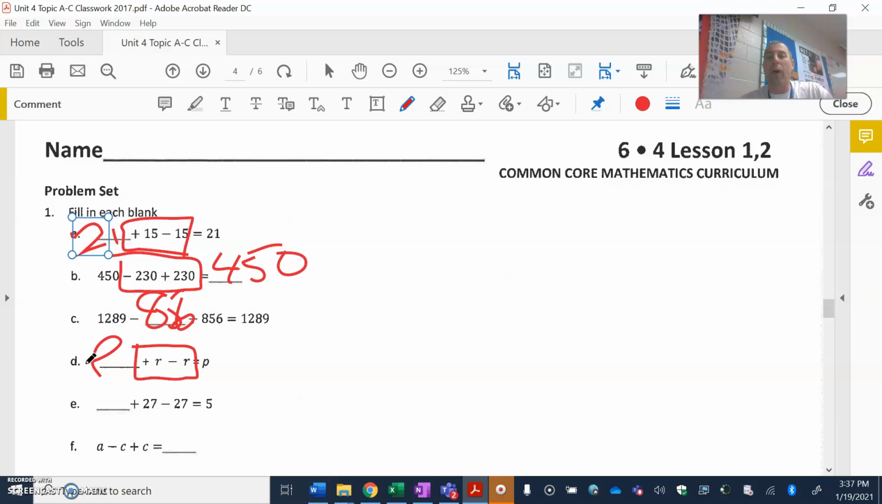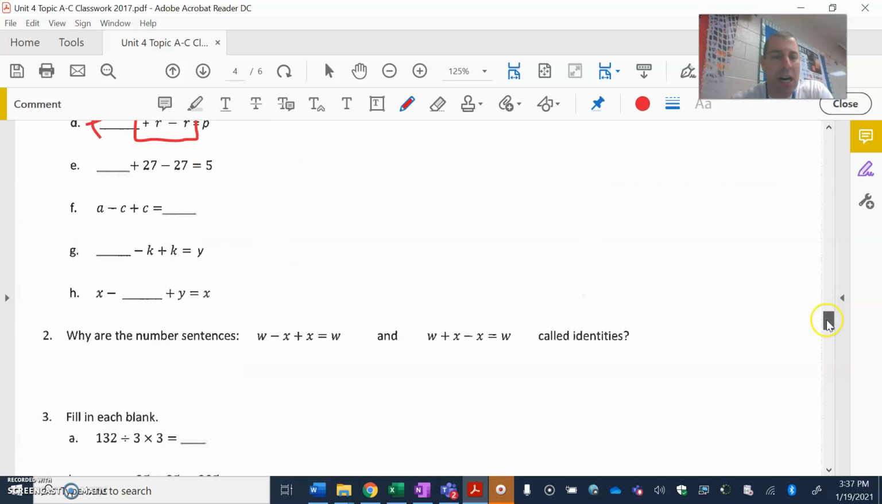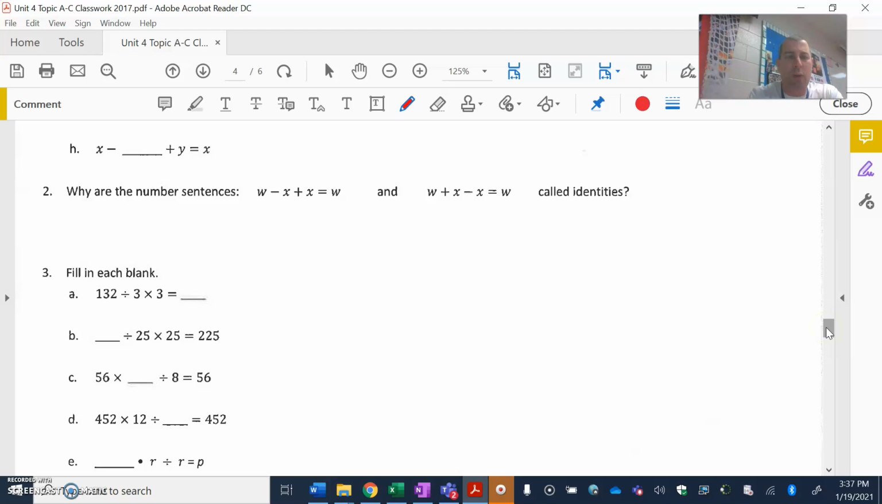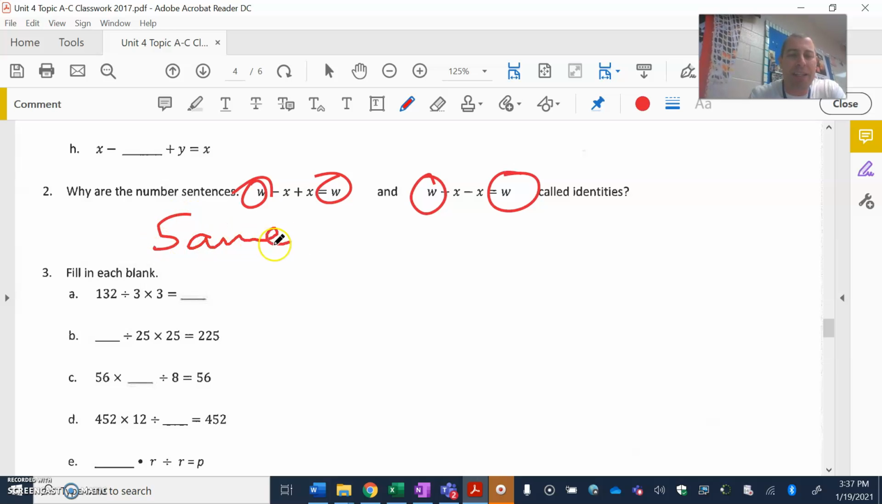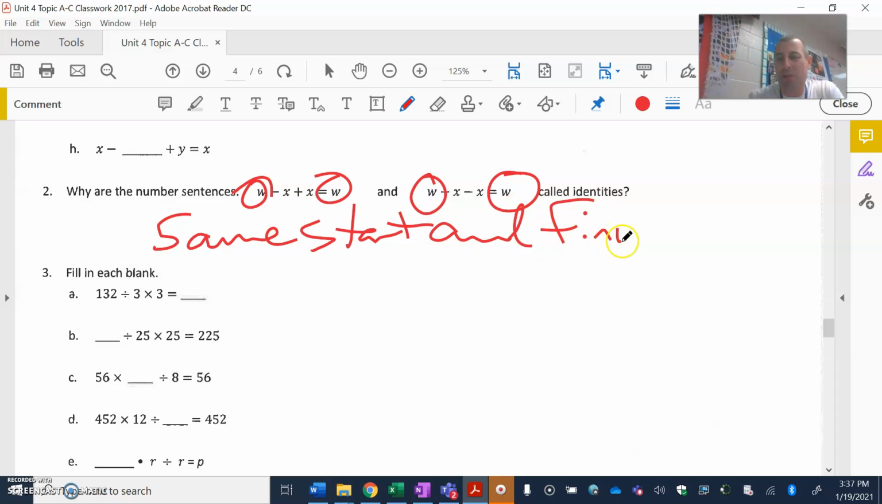All right, you're going to go ahead and fill in the next few of them. We're going to look at question number 2 here, and they're going to ask, why do we call it identity? Well, if you notice, look what you started with and look what you finished with. Because they're identities, we have the same start and finish. And that's why it's identity, because it's the same thing.